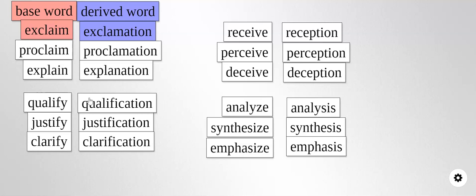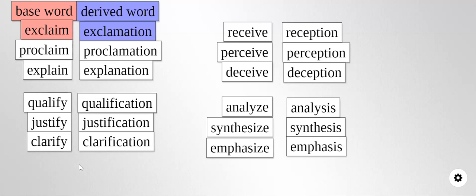Look at the words here in this first group. These are all words: exclaim, proclaim, explain. You notice they have the AI. And when we change them to derived words, exclamation, proclamation, explanation. So with the exception of the difference in the M's and the N there, we've dropped the I and then we put ation at the end.